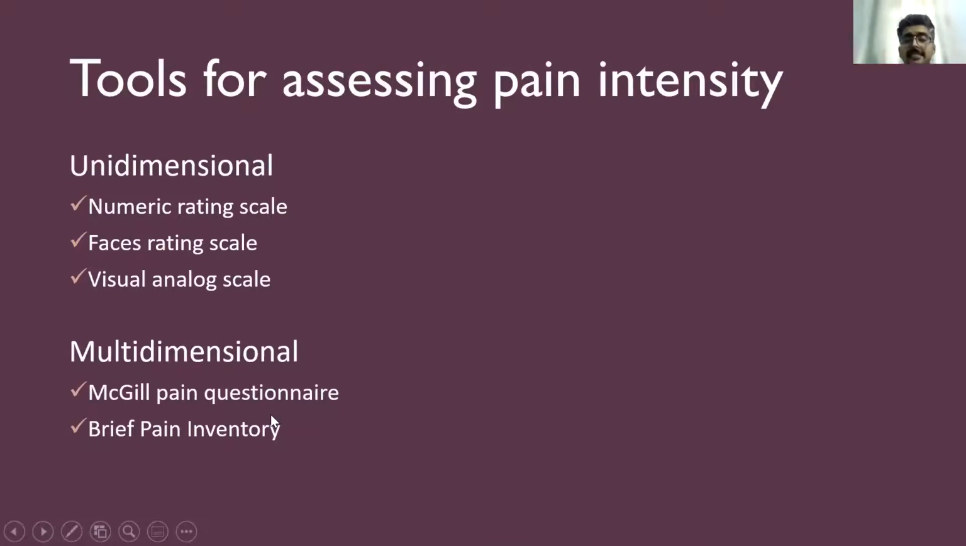So I'll just mention that pain intensity or severity of pain assessment is very important, because that is how we prescribe analgesics. So I'll just briefly introduce certain tools that we usually use to assess pain intensity. All these tools can be broadly classified as unidimensional tools and multidimensional tools. I'll just go to that.